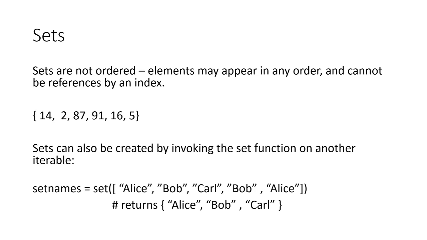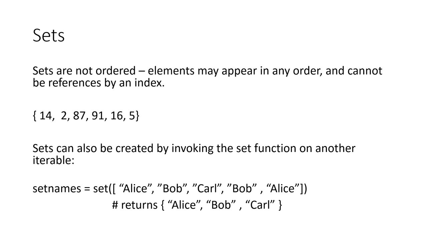Now sets are not ordered. Elements may appear in any order, and you cannot reference elements by an index. If we consider the set 14, 87, 91, 16, and 5, if we were to add the number 3 to this set, then it could appear anywhere in this list. It would appear wherever there was free memory available to it. Because of this, sets are one of the fastest data structures to use when you're able to use them.